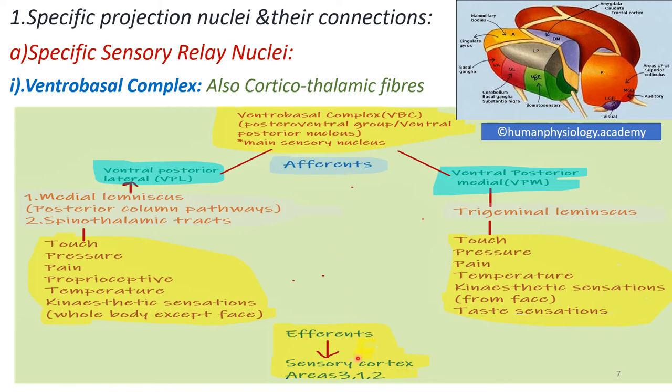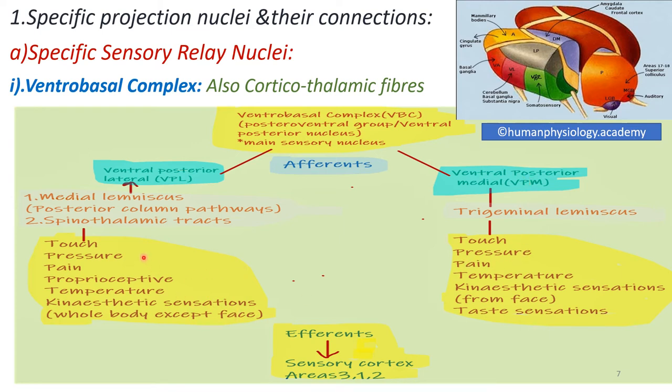So it relays in layer 4 of the sensory cortex, which is present in the post-central gyrus, areas 3, 1, 2, and also receives afferents from the cortex, its layer 6. Now, if you see this, this is the ventrobasal complex. Again, repeating, it has two nuclei, ventroposterior lateral and ventroposterior medial. The spinothalamic tracts end over here, and also the medial lemniscal system, which is basically the tract formed from the posterior column pathways. The trigeminal lemniscus ends in the ventroposterior medial nucleus.